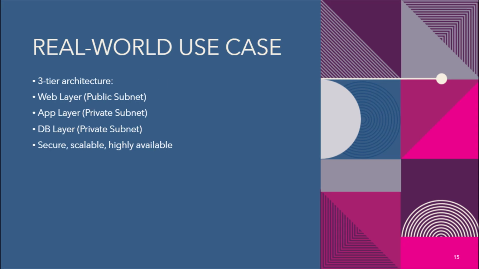Real-world use case. A common real-world architecture is a three-tier application. Web layer in public subnet. Application layer in private subnet. Database layer in private subnet. This ensures security, scalability, and high availability.